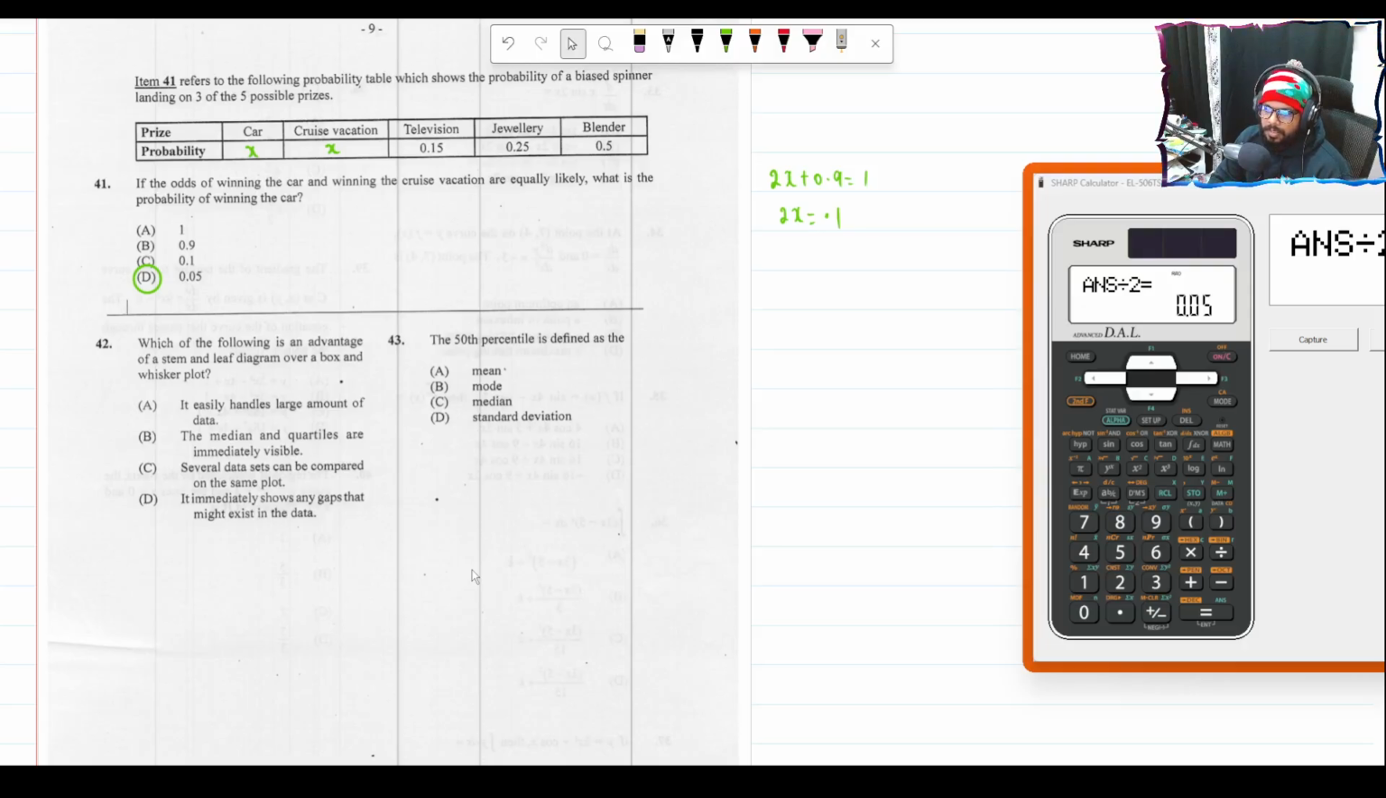Several data sets can be compared in the same plot. That is very true. We can have more than one data set in the same plot. And it immediately shows any gaps that might exist in the data. That is not true. So the answer here is C. So you can actually use the stem and leaf to compare two sets of data. The 50th percentile is known as the median. And that was an easy one.